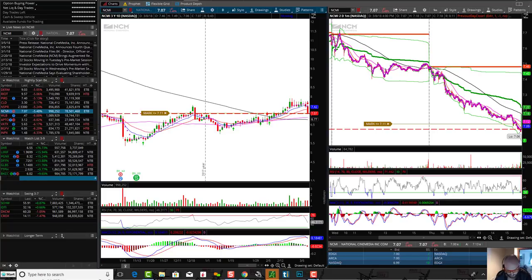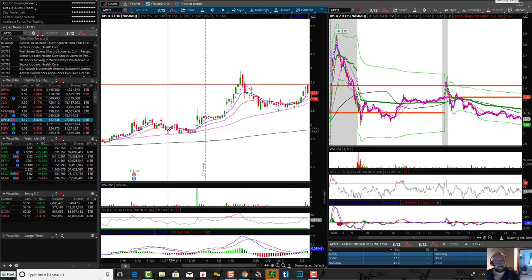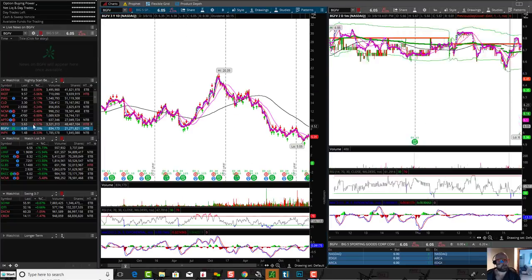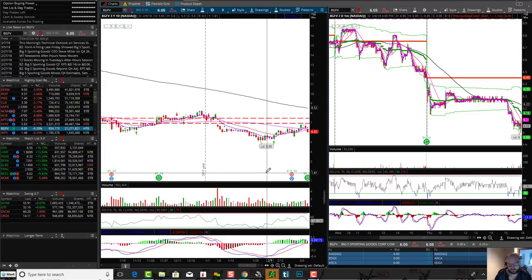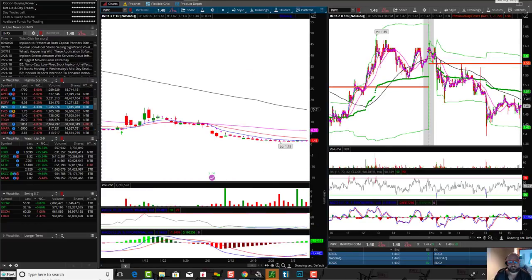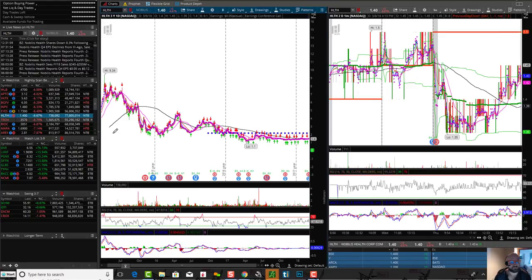NCMI, potential short. Thinkorswim has shares to short. As of today, they do. Who knows about tomorrow? I would say that one's potential, but it's a 5-cent spread stock. I can tell by those stupid candlesticks. So no. No.